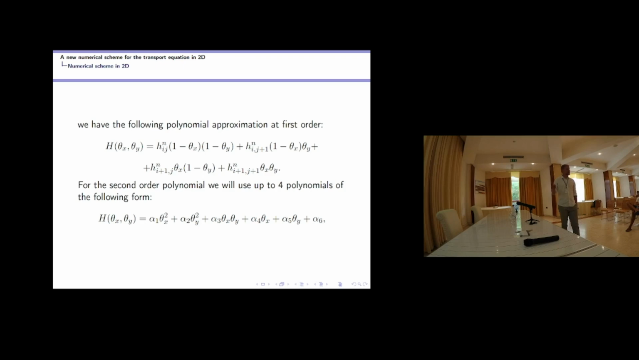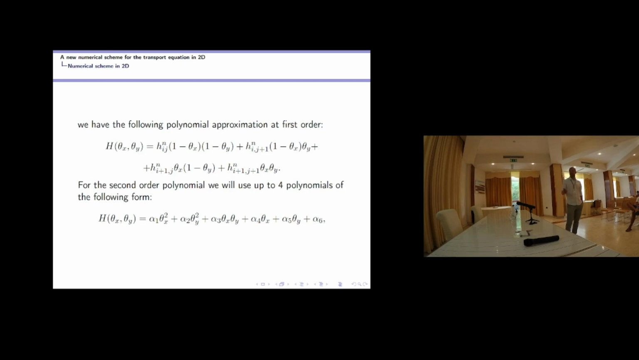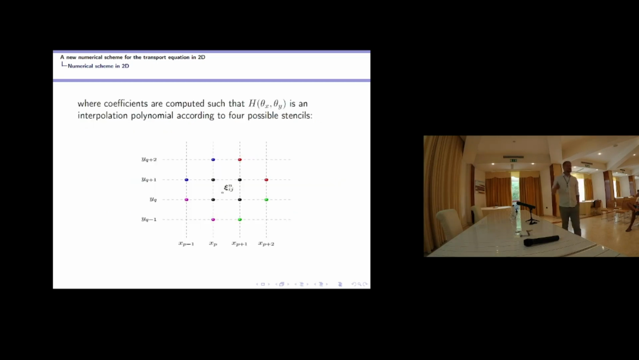This is a convex combination of these 4 points, because it depends on theta x and theta y. Both of them are between 0 and 1. And if we want to go further to the second order polynomial, we have a polynomial of this form. Here, alpha 1, 2, and so on, till 6, are computed in the way that this is an interpolation polynomial depending on the 4 possible stencils.